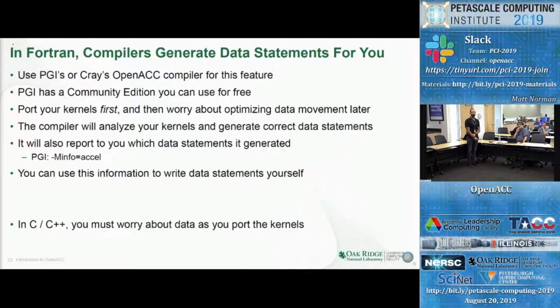But for PGI, you can do -Minfo=accel, and it will print the data statements that it created as the compiler output. And you can use those as information for writing the data statements yourself. However, in C and C++, you have to worry about the data as you port the kernels because the compiler doesn't know how big the variables are. In Fortran, they use what are called array descriptors, so they know everything about the variable that they need to know, but in C, it's just a pointer. They don't know anything about the extent, so you have to write the data statements yourself in C.